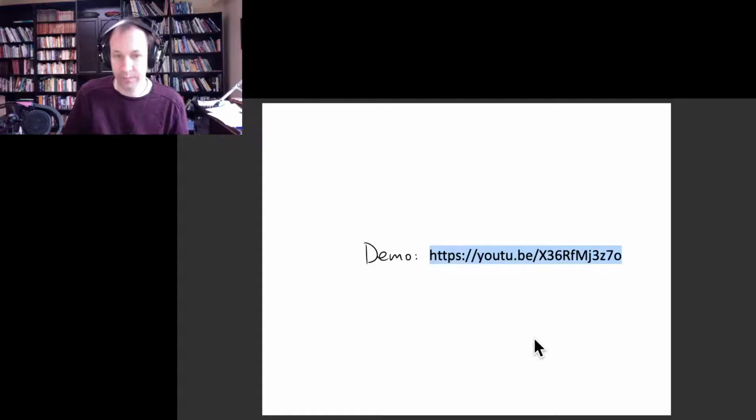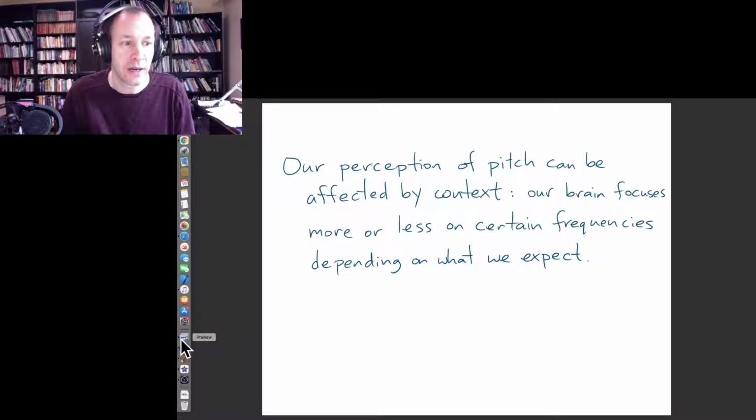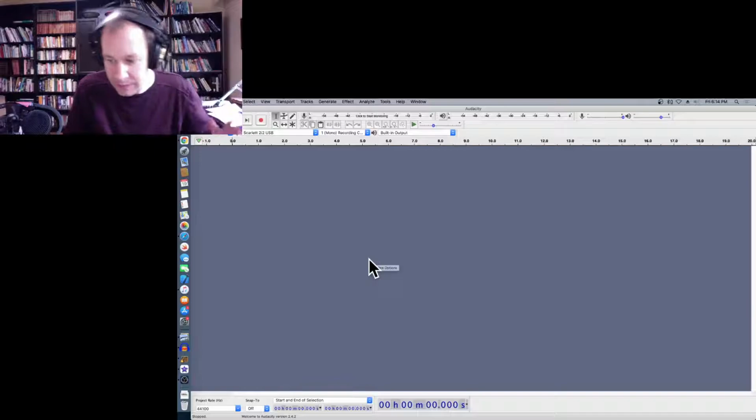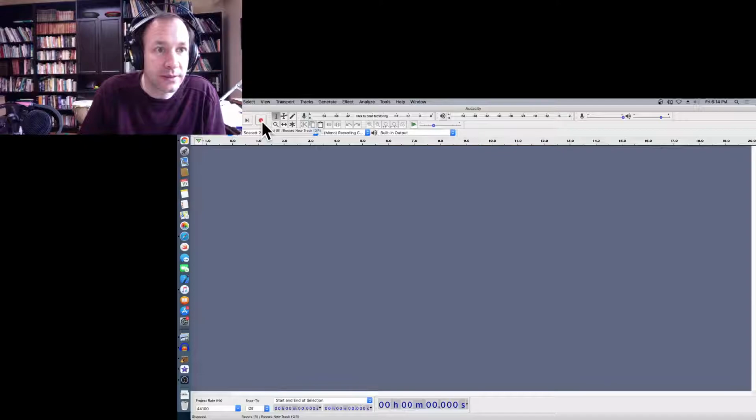So just to demonstrate that in one more way, and also to show you an interesting feature of Audacity that I haven't talked about yet, what I want to do is actually show you how the spectrum changes. So that was just a simulation, but let's do it for real. I'm going to go ahead and record our ascending chromatic scale with these Shepard tones. So let's just get a track set up.